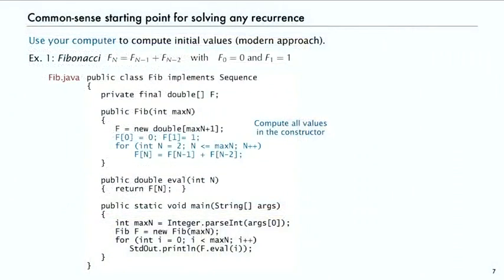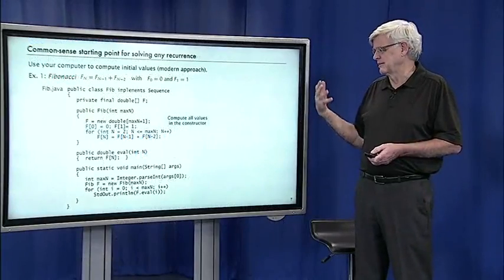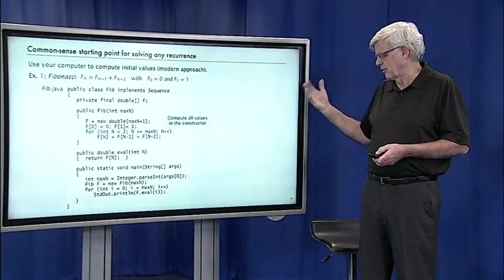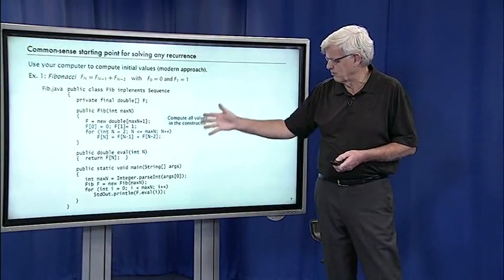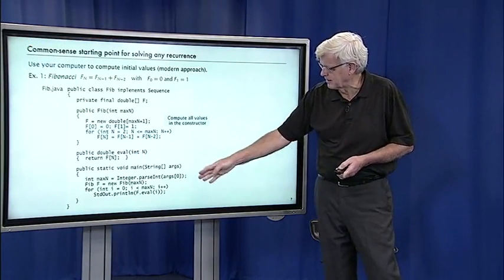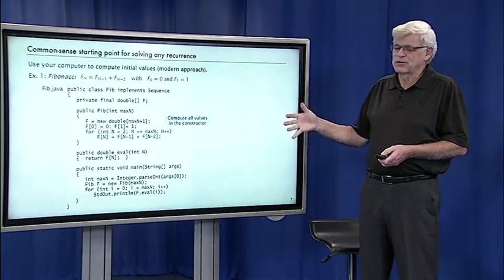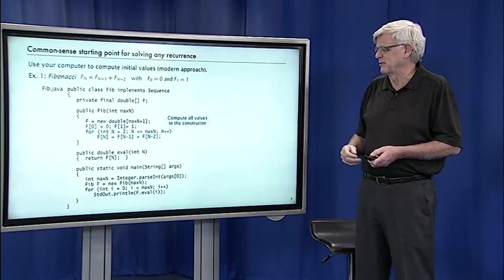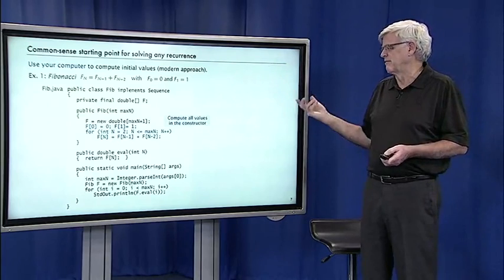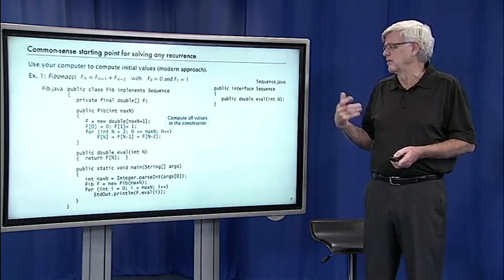Nowadays, in a modern approach, here's code that fills up an array of size n, or size max n, with the Fibonacci numbers. This is a modern approach where we use a data type, and the client program will build this array with a constructor and then ask for values out of the array. Again, this is not the place to talk about details of programming with data types, but this is a very straightforward way to approach this problem.